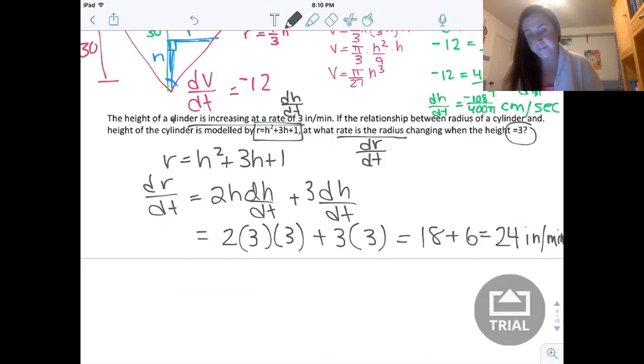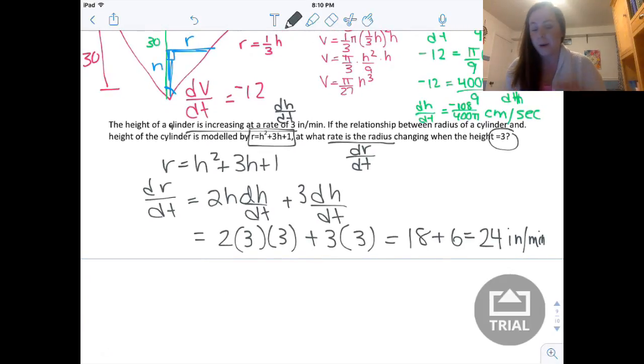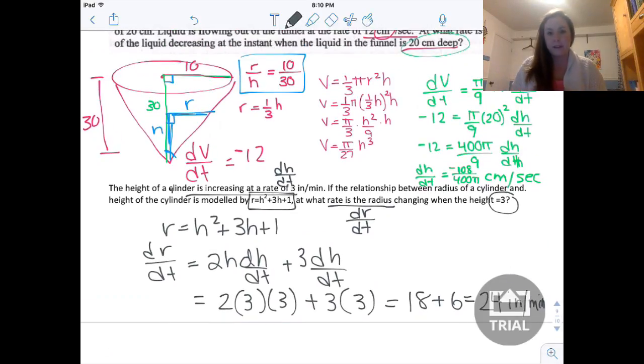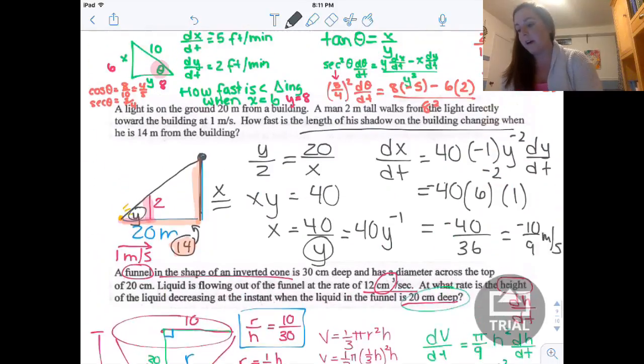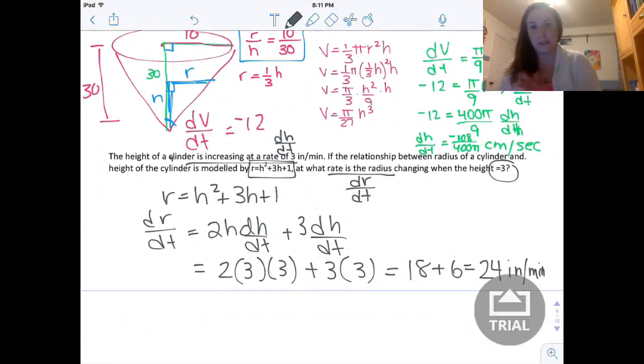I know we saved that for last, but sometimes people overanalyze because they think it has to be something harder like these, and it just doesn't. It can be more straightforward. Okay, that's what I have.